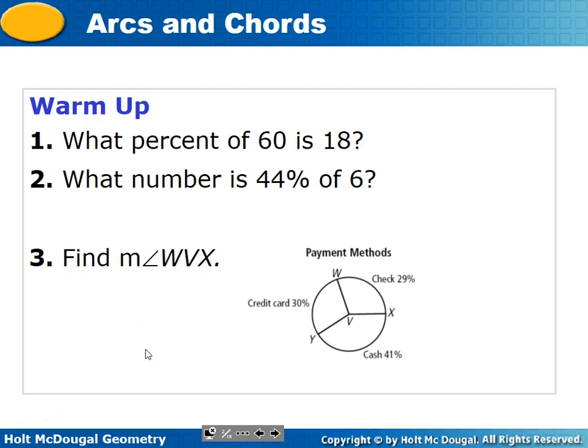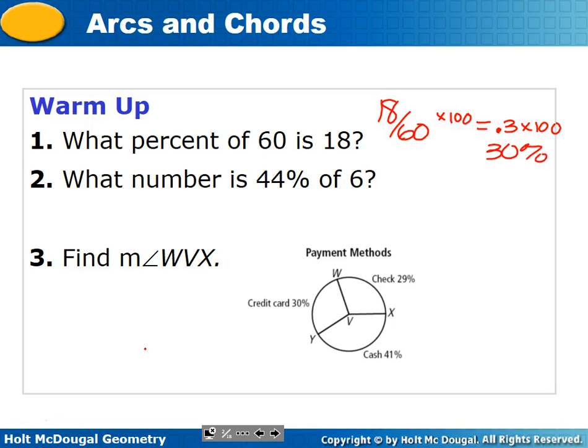So first question I want to ask you is, how do we answer the question, what percent of 60 is 18? Now, if you'll recall, there's a couple ways to do it. Typically, the way I do it is I divide 18 by 60, and then I multiply whatever that number is by 100, because that's going to give me a decimal. So when I divide 18 by 60, that gives me 0.3. And then when I multiply that by 100, that gives me 30. So that would be 30%.